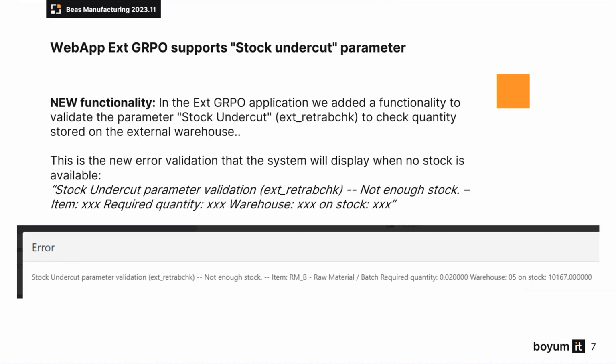In the external GRPO web app, we added a functionality to validate the parameter stock undercut to check quantity stored on the external warehouse. This below is the new error validation that the system will display when no stock is available.